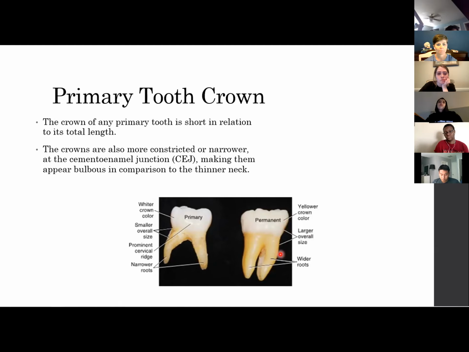You can see here that it's got a whiter crown. This has got a yellower crown. It's smaller. Look at the root trunk, it's smaller. It has a prominent cervical ridge. This one has much wider roots. These are narrower, but spaced out more.